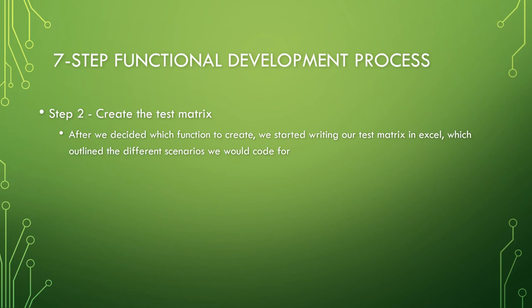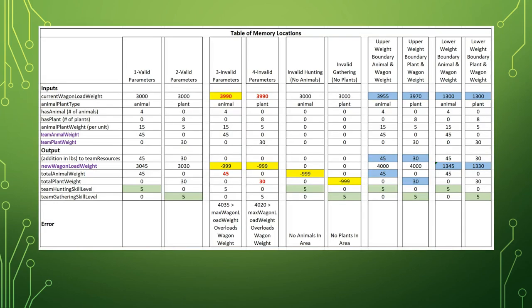So step 2, create the test matrix. As we stepped through the test matrix, we found that we were missing logic that needed to be added. We also had extraneous logic that was inapplicable to the wagon load weight that we were calculating. So this is the next step in the development process. Create the actual test matrix and table of memory locations, plain English, which encapsulated business logic for the hunting and gathering situations that our team may encounter along the trail.